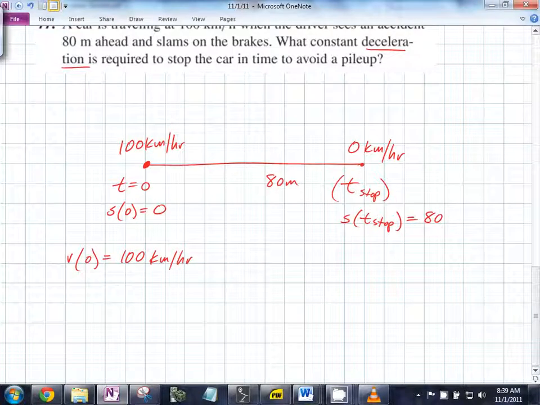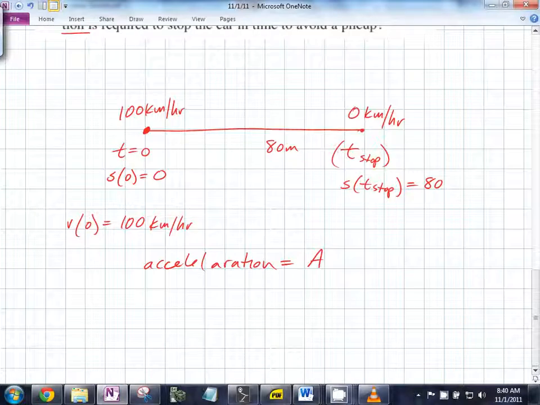What acceleration? What variable do we want to call it? What letter do we want to call it? Let's call it capital A. So we know that the acceleration at time t is going to be constant. It's going to be capital A. Agreed? We don't know what it is. We know the acceleration at time t is its constant A, right?